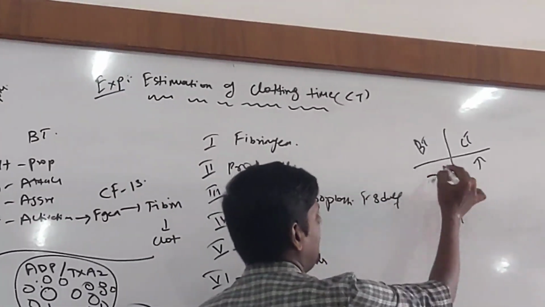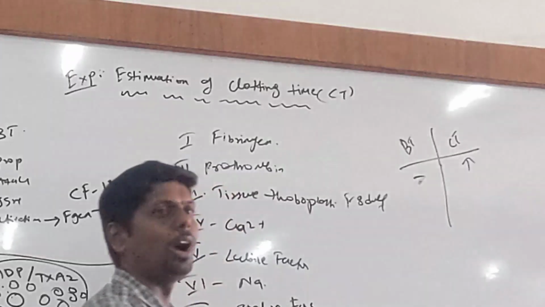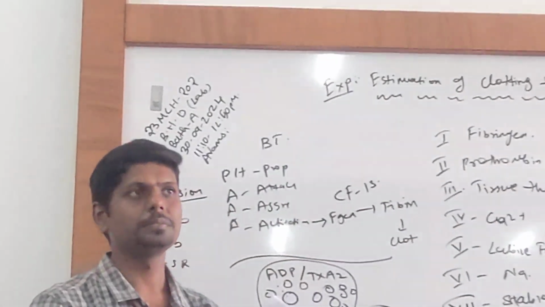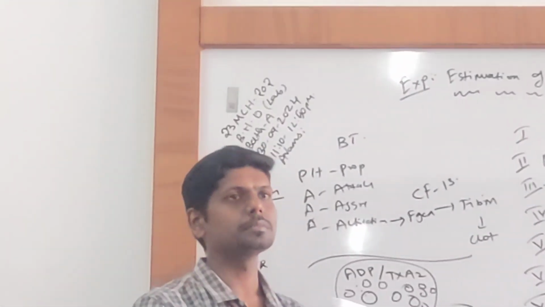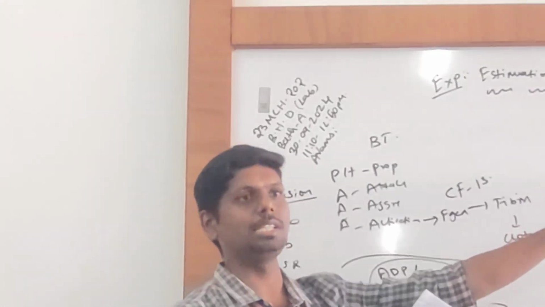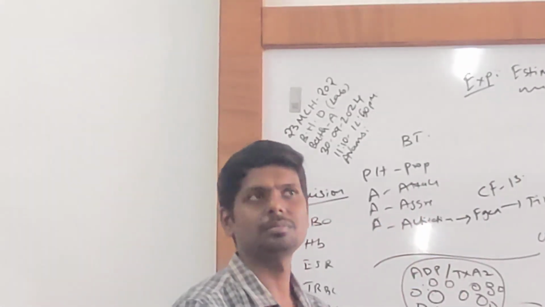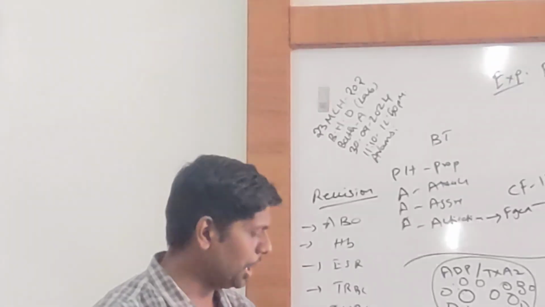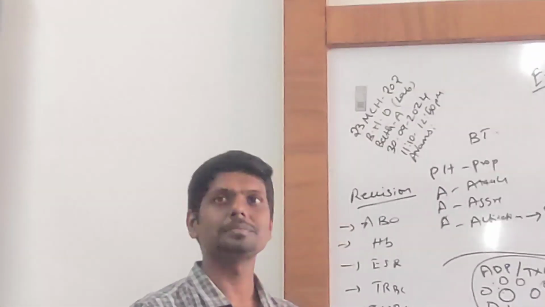This is normal, but this is increased. What might be the reason? Bleeding time is normal, but clotting time increased. Tell me any one condition. Though you need not connect it with this one.